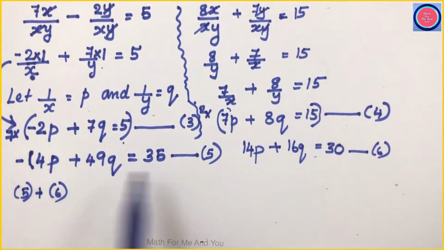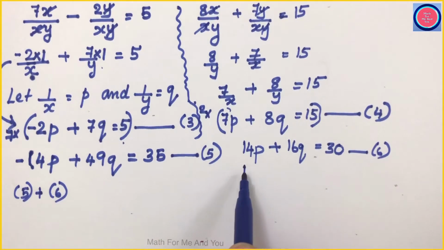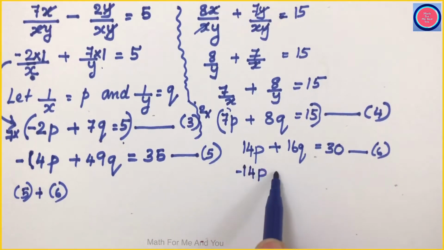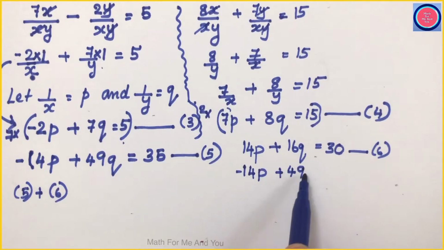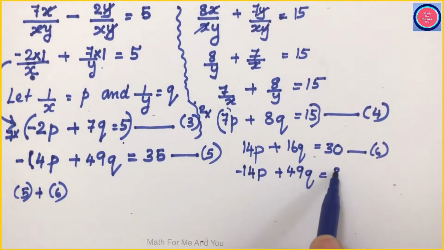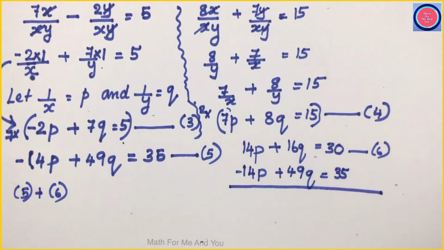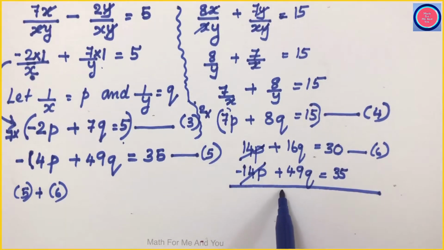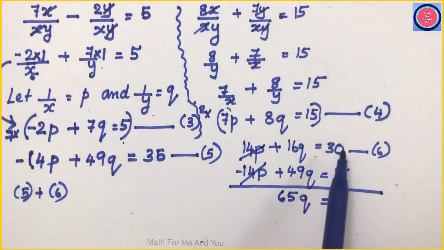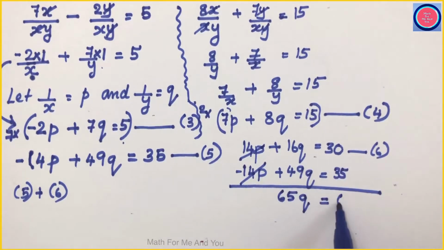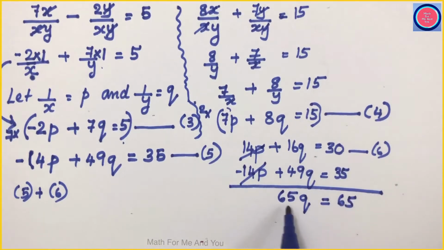Second equation we can mark it as equation number 6. Now we are going to do equation number 5 plus equation number 6. So we can write equation number 5 just below equation number 6. And now we can do addition. 14p minus 14p, what happens? Yes, cancels. Then 16q plus 49q, it is 65q we get. The right side 30 plus 35 is also 65.